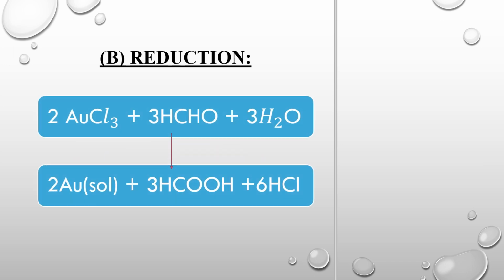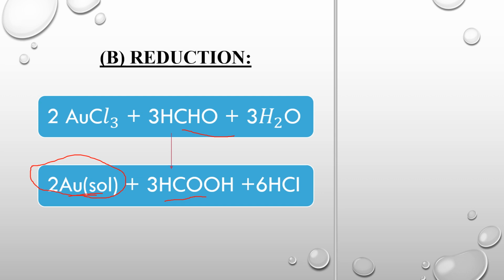Come to the next chemical method, reduction. Salt of gold, when it combines with formaldehyde HCHO, which is used as a reducing agent here, plus water, it will reduce gold salt to gold sol and form formic acid HCOOH plus HCl. So this is the reduction process of gold salts, in which gold salts can be converted into gold colloid, that is gold sol, solution of gold.